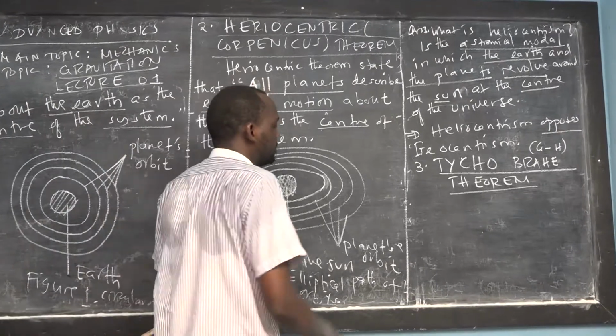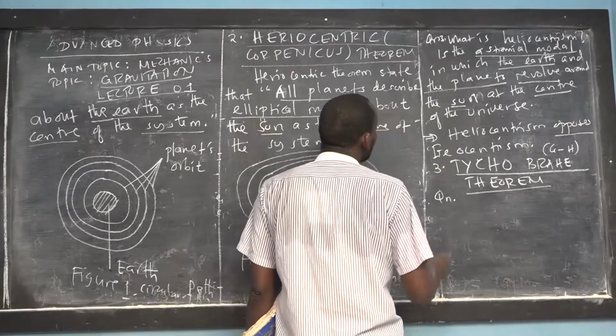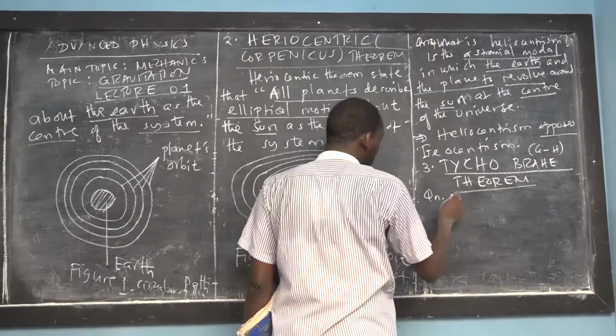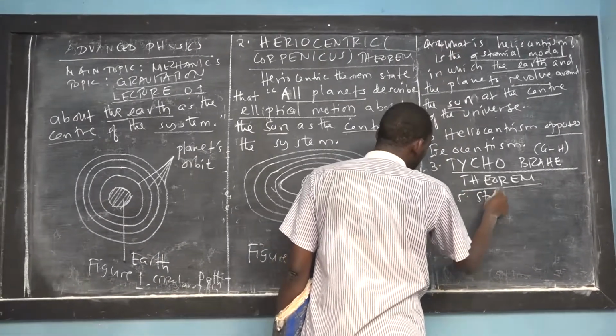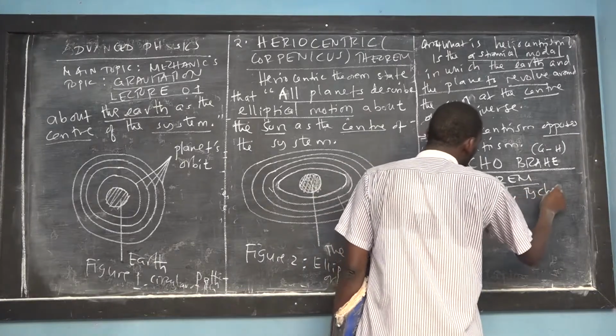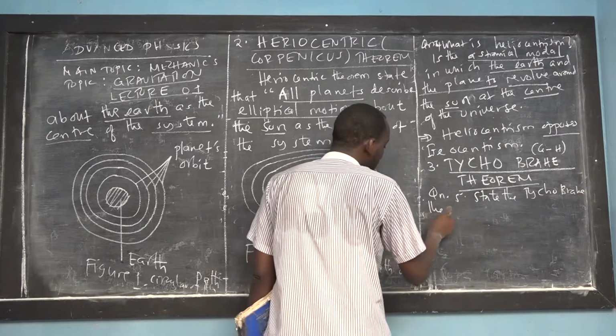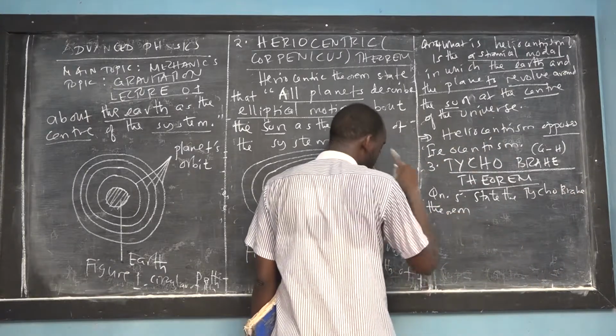How does this theorem state? Say that this is question 4, question 5. You can find the exam state the Tycho-Brahe theorem.